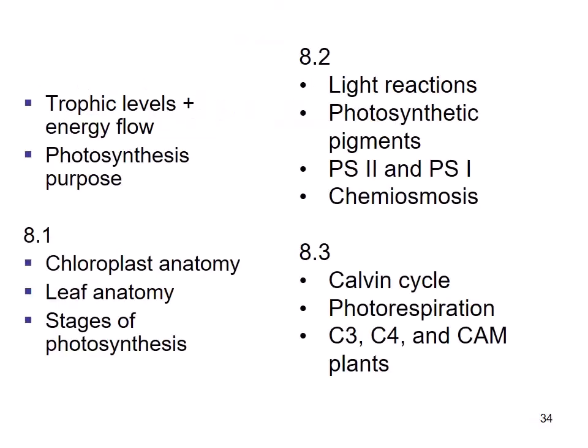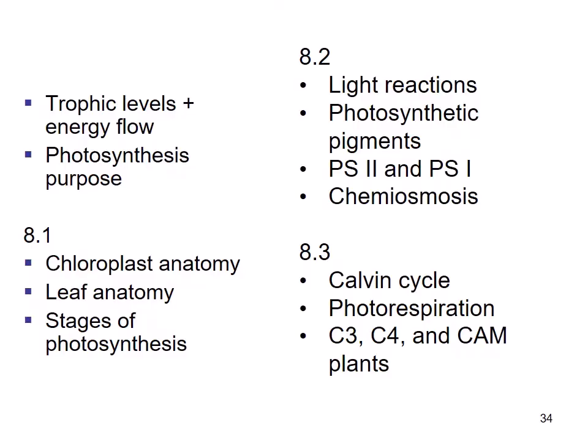So that's the end of this one. We talked about trophic levels and energy flow. Remember, we've got autotrophs and heterotrophs, and in particular photoautotrophs. Remember, the whole point of photosynthesis is to capture light energy and produce organic molecules, so to make a carbohydrate. We talked about the chloroplast anatomy, so the thylakoid membrane, the stroma, the grana. We talked about the leaf anatomy, so the mesophyll and the stomata. Don't confuse stoma and stroma, or stomata and stroma. One is part of the chloroplast and one is part of the leaf.